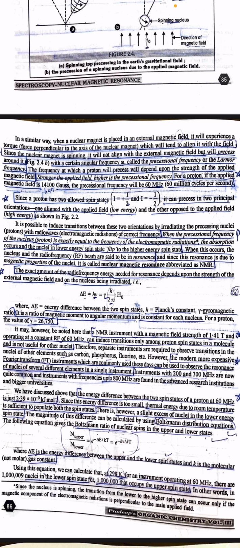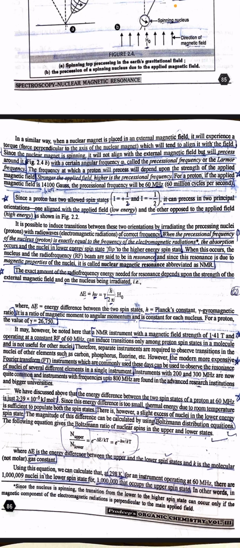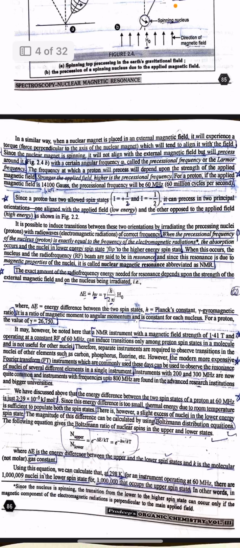60 million cycles per second corresponds to an applied magnetic field of 14,100 Gauss. Since a proton has two allowed spin states, that is plus 1/2 and minus 1/2, it can precess in two principal orientations, one aligned with the applied field and the second opposed to the applied magnetic field, as shown in figure 2.2.